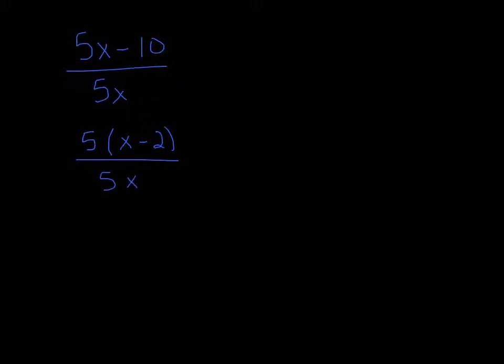Okay, well, if you look, you can reduce the 5 and the 5, right? Because now they're both factors. So 5 and 5 reduce to 1 and 1. So our answer is going to be x minus 2 over x. There's your answer. And that's as simple as this gets, okay? It's just like reducing fractions.